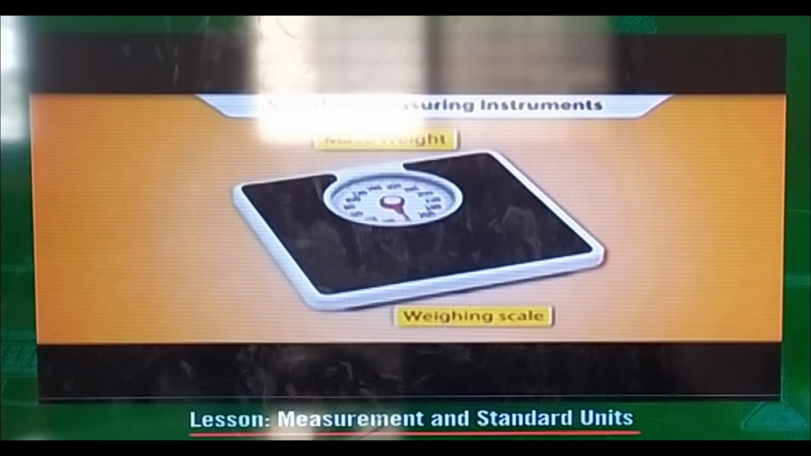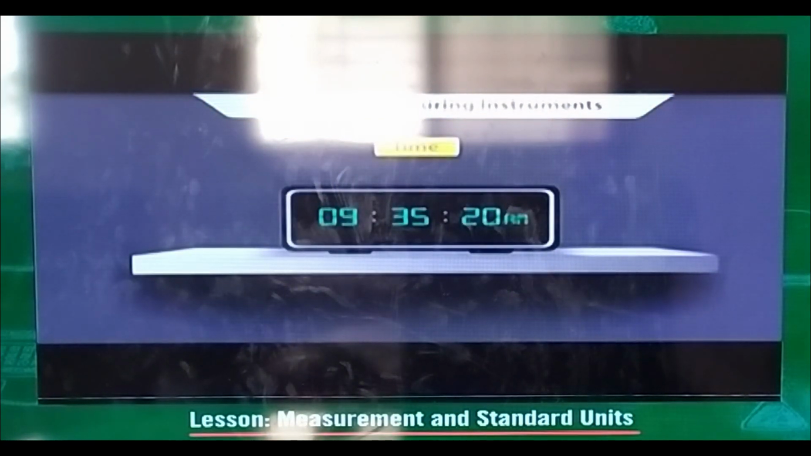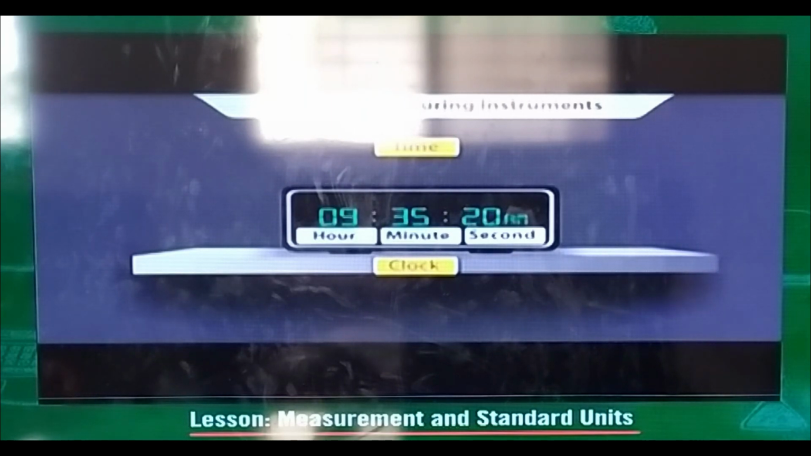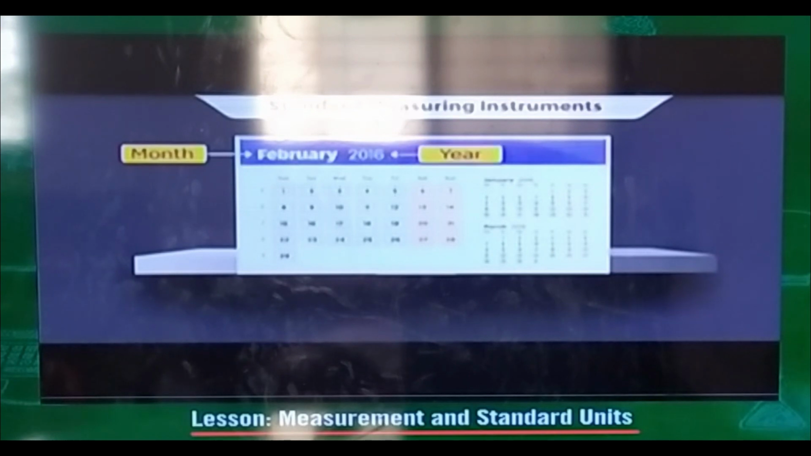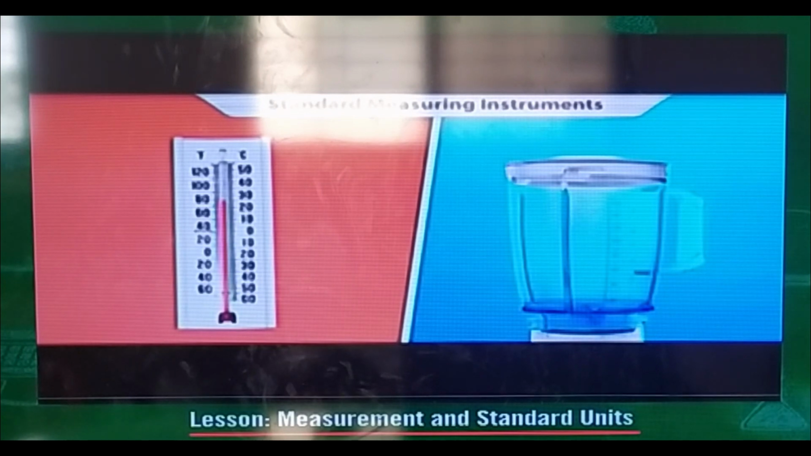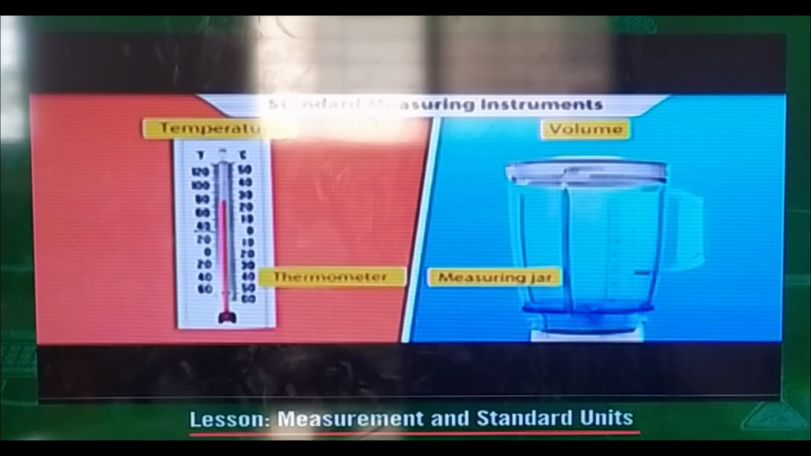As mentioned earlier, mass or weights are measured using weighing scales. Time is also a physical quantity. To measure time, we use clocks. The unit of time is seconds, minutes, and hours. Longer units can be a month and even a year. Other physical quantities like temperature and volume can be measured using a thermometer and a measuring jar respectively.